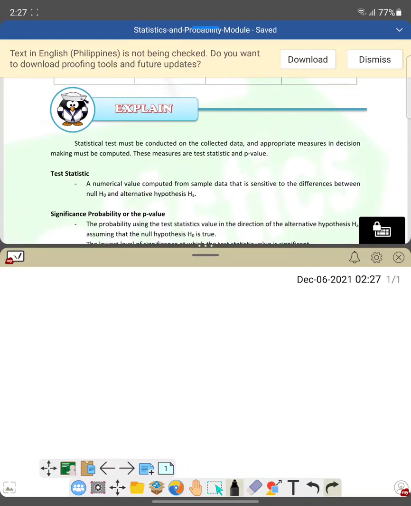Again, as I have said in the previous lesson, the statistical test must be conducted on the collected data, and appropriate measures for decision making must be computed. These measures are what we call test statistics and p-value. In your chapter 3 we have already discussed the p-value. Now we will further discuss what a p-value is in this lesson.